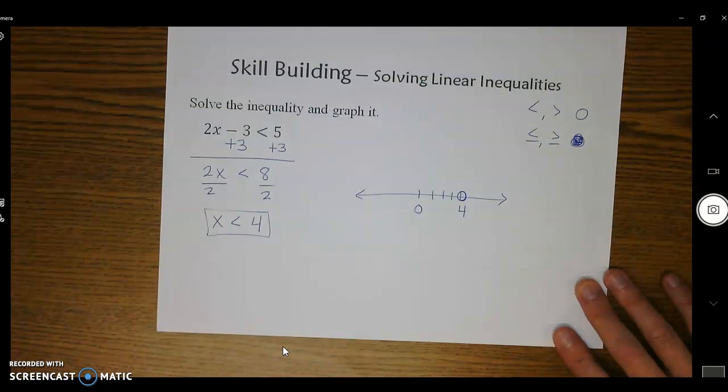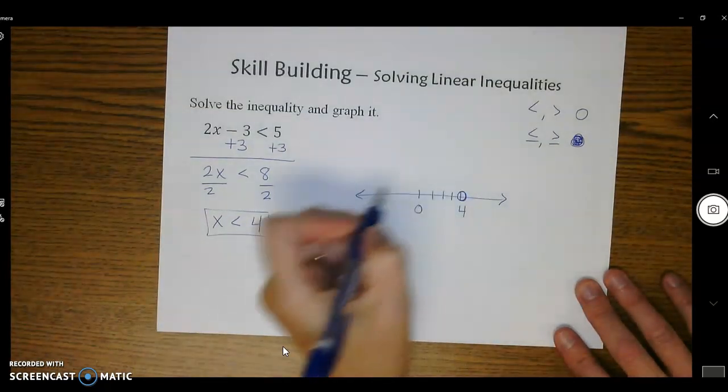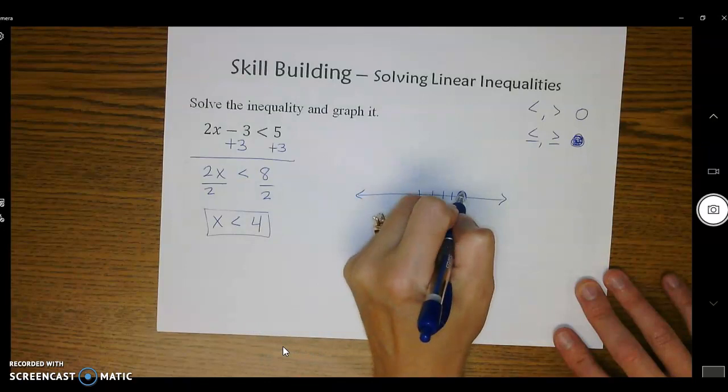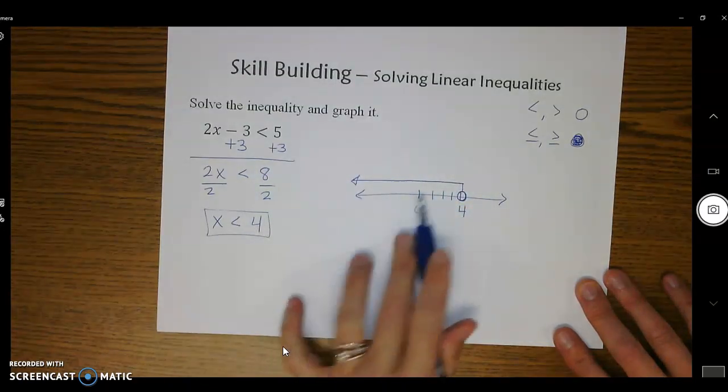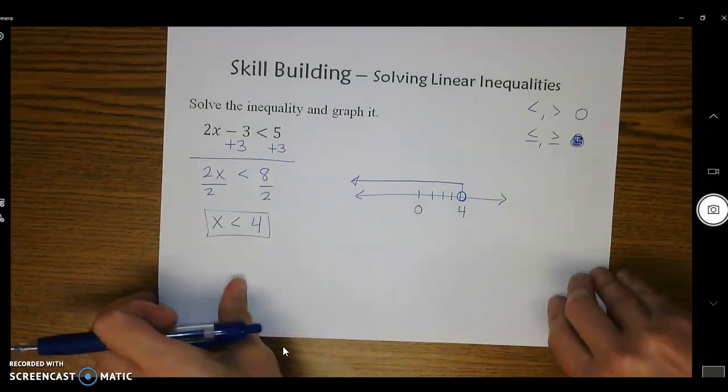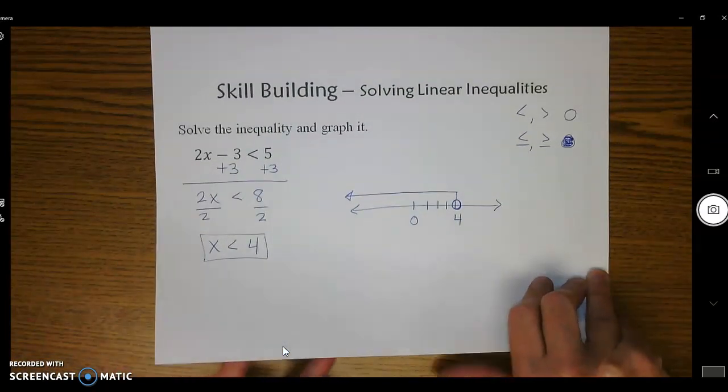And then I want all numbers that are less than it, so I'm going to go to the left. And when you're hand drawing these for me, if you could put your arrow up above the line like that, it's easier for me to see, because sometimes the pencil mark's hard to see which way you're going. So that's that one.